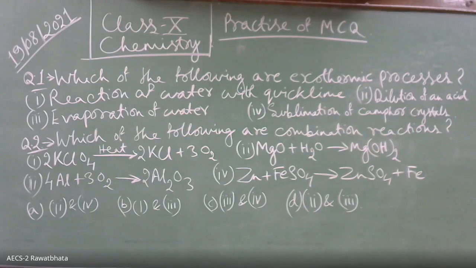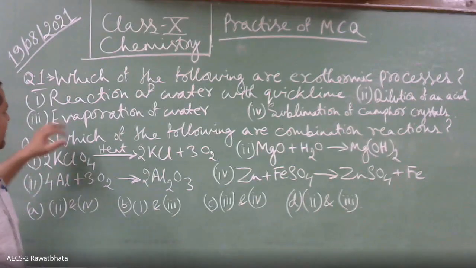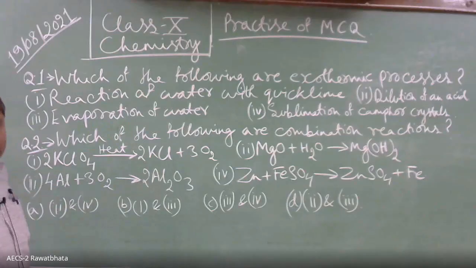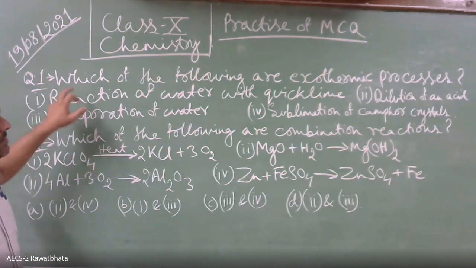So, which of the following are exothermic processes? A, reaction of water with quicklime. B, dilution of an acid. C, evaporation of water. D, sublimation of camphor crystals. So the answer is A, reaction of water with quicklime. Kushag, can you repeat? Sir, reaction of water with quicklime is an exothermic process, only this.